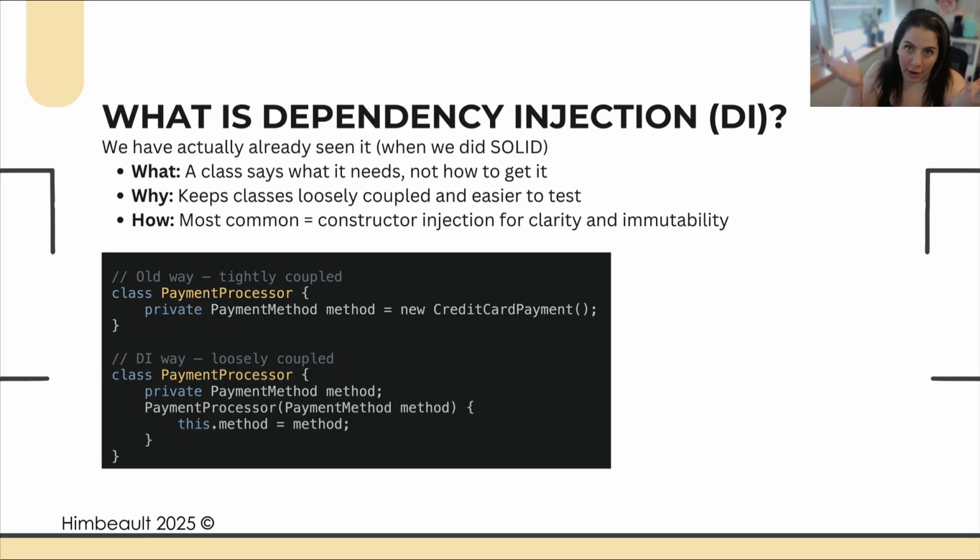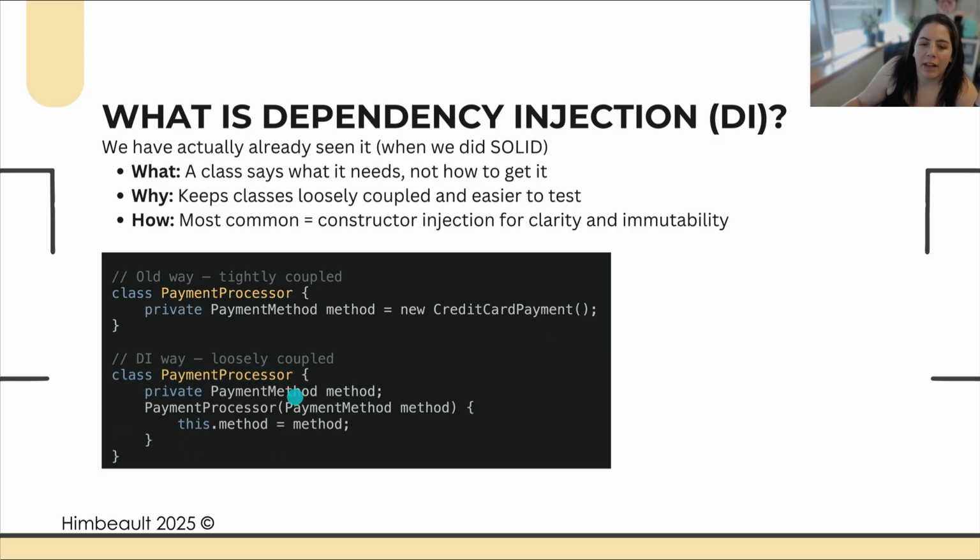We've used it already. We used it when we talked about SOLID, but effectively, a class says what it needs, not how to get it. All it does is define what it needs. So this allows us to keep our classes loosely coupled and easier to test. For example, here we can see a tightly coupled class where it says private PaymentMethod equals new CreditCardPayment. This is the class defining what it needs, the payment method, and defining how to get it through this new CreditCardPayment.